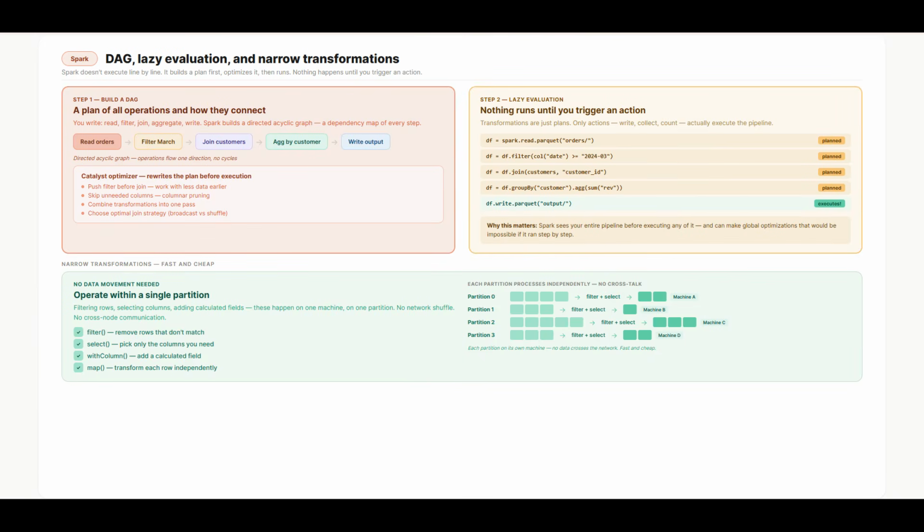This lazy evaluation, where nothing happens until you trigger an action like a write or a collect, is one of Spark's most important features. It means Spark sees your entire pipeline before executing any of it and can make global optimizations that would be impossible if it executed step by step. Most operations in Spark are what we call narrow transformations, filtering rows, selecting columns, adding calculated fields. These happen within a single partition on a single machine. No data movement needed. They're fast and cheap.